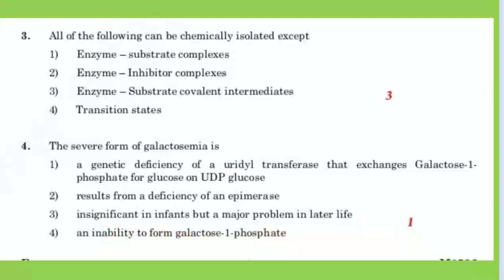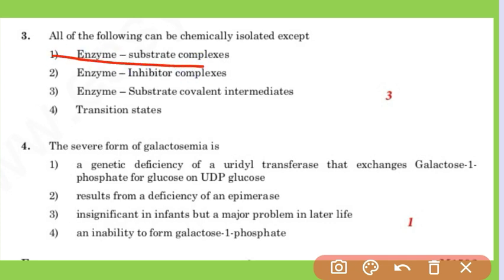So let's start. Question first: all of the following can be chemically isolated except. Some options are given here. Reading the first option, enzyme substrate complex. The enzyme substrate complex can be chemically isolated by increasing a concentration of an inhibitor.